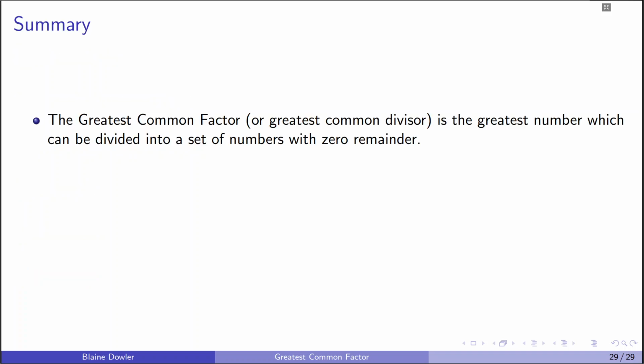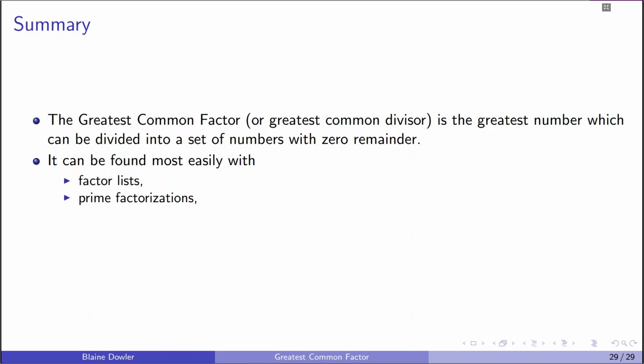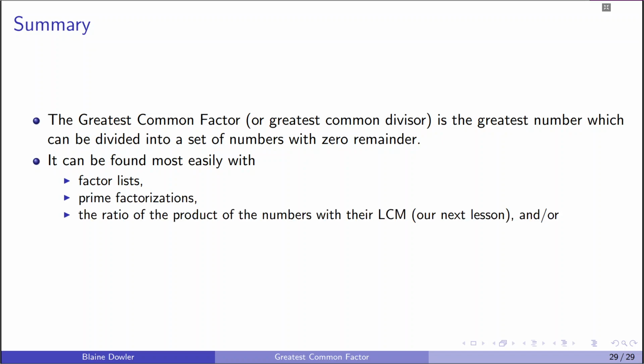In summary, the greatest common factor, or greatest common divisor, is the greatest number which can be divided into a set of numbers with 0 remainder. It can be found most easily with factor lists, prime factorizations, the ratio of the product of the numbers with their least common multiple, which we'll cover more in the next lesson, and or the Euclidean algorithm.